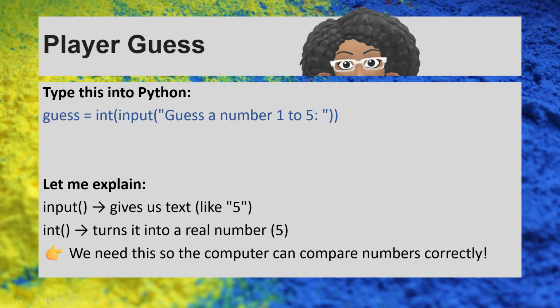Play or guess. Type this code into Python. Once again, you can pause the video while you type. Let me explain. Input gives us text like 5. Int turns it into a real number. We need this so the computer can compare numbers correctly.